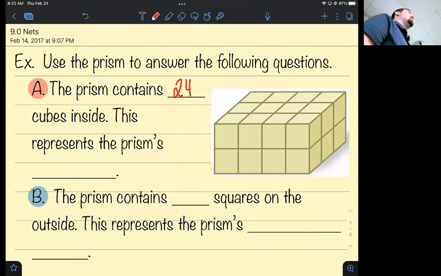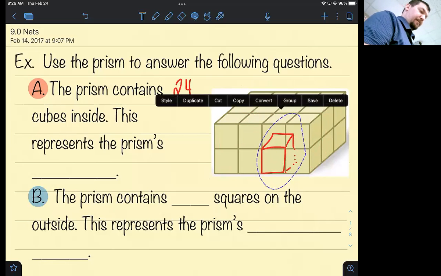Now, when you're counting cubes, you're counting this as one cube. I think some of you are counting squares instead. So maybe you have the answer for part B. Okay, so that is one cube, and there are 12 on top and 12 on bottom.